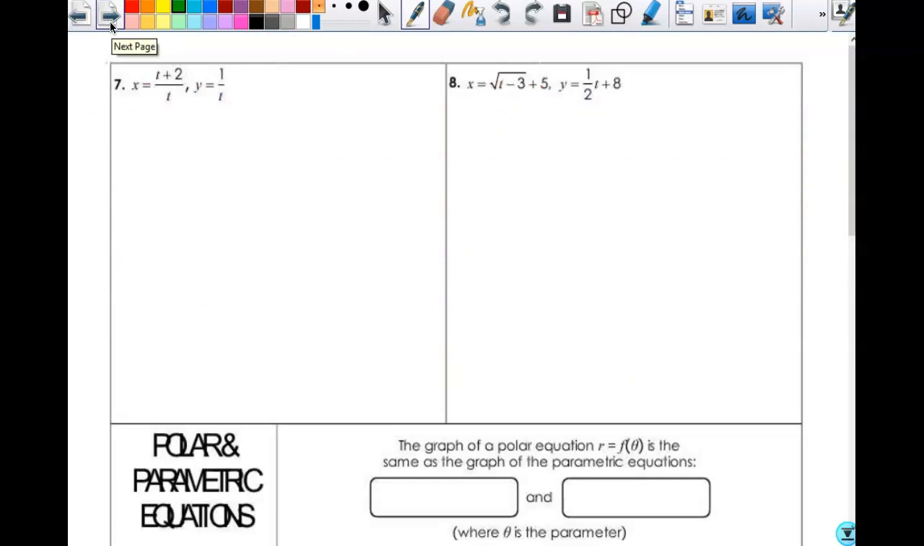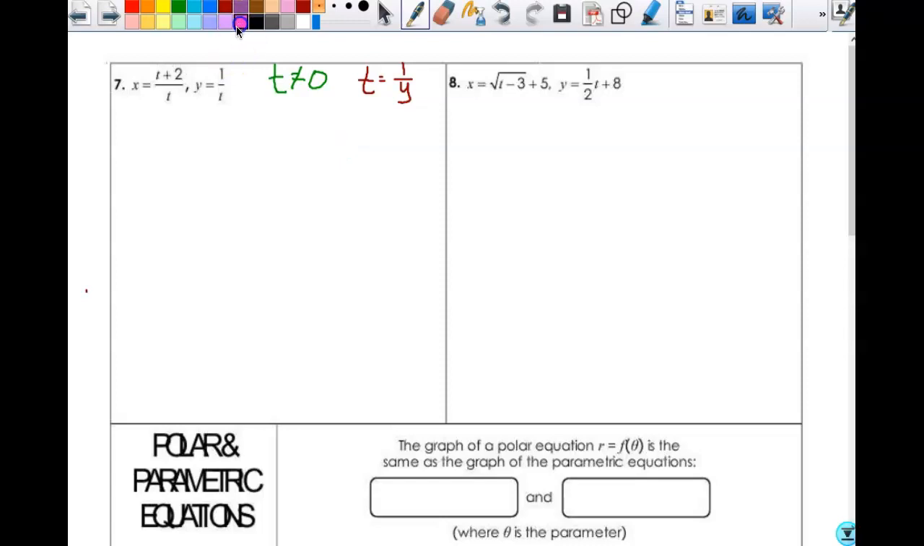So on number 7, they didn't give me a domain restriction. However, there clearly is one, right? t cannot equal what? 0. So here I know that t cannot equal 0. So then I'm going to figure out which one I want to solve for t in. I think this one. And these just end up changing places. So t is equal to 1/y.